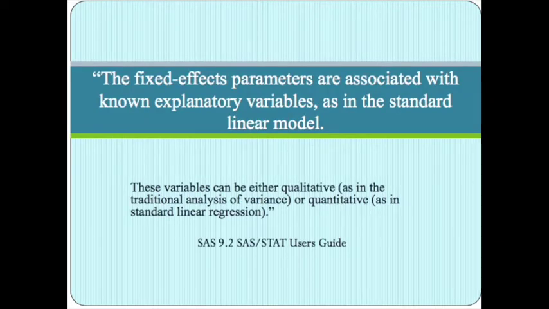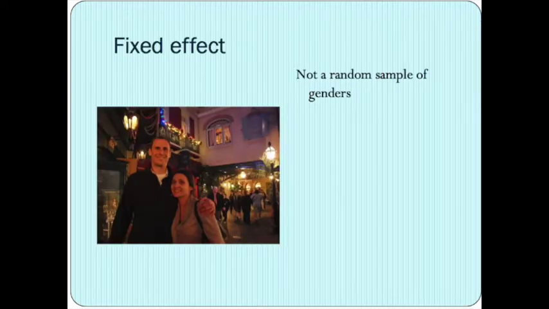So according to SAS, the fixed effects parameters are associated with known explanatory variables, as in the standard linear model. Fixed effects can be either qualitative, like in ANOVA, or quantitative, as in regression. So maybe that still doesn't help. Let's give an example. Gender is a fixed effect. You can get all the genders there are. So if you have male and female, you have two genders. If you want to include a third gender, say people who are transgender, you can do that too.